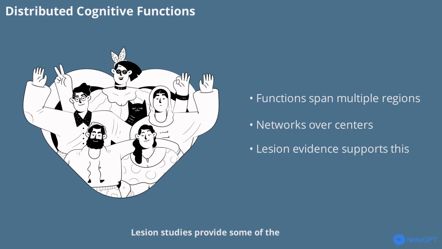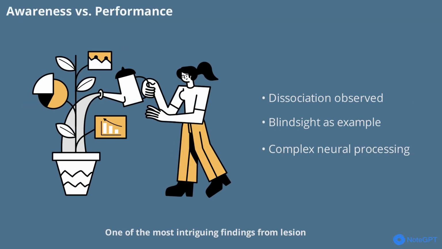Lesion studies provide some of the strongest evidence for this distributed organization, challenging the idea of single centers for complex abilities. One of the most intriguing findings from lesion studies is the dissociation between awareness and performance. For example, patients with blindsight can perform visual tasks without conscious awareness. This shows that the brain can process information and guide behavior even when we're not consciously aware of it, revealing the complexity of neural processing.